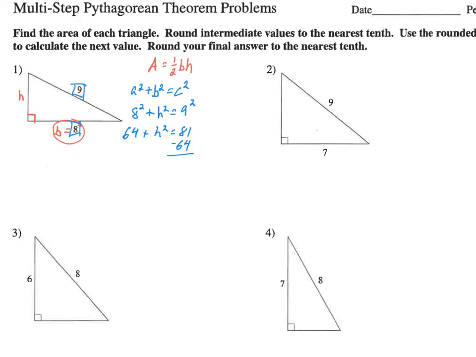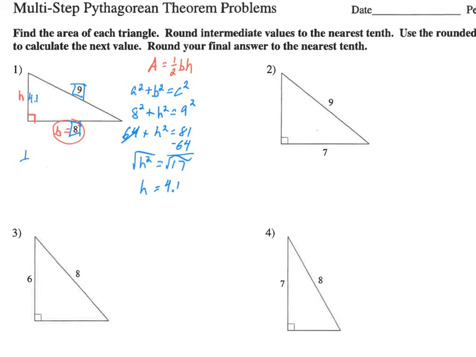And that's going to be 17. So we know the 17 is equal to h squared, because the 64 got canceled. So we're going to square root the 17. Take your calculator, do the square root of 17. You get 4.1. It says to round to the nearest tenth for the intermediate values. So now we know the height, 4.1.